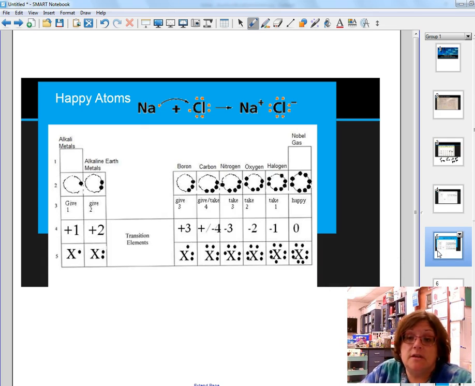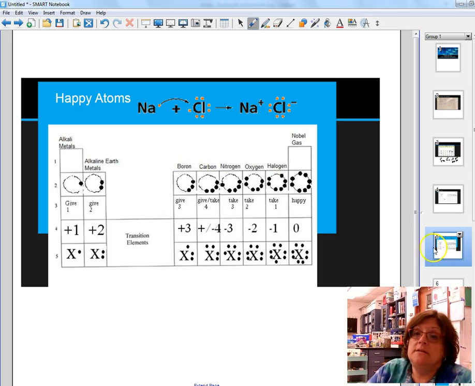I'm going to print some of these off for you so that you can copy them onto your yellow sheet if you want to, rather than taking the time to do that right now. But this is essentially what I had on the board yesterday, at least this part. The first family has 1 outer shell electron. He's going to give that electron away and have a +1 charge. The second family has 2 outer shell electrons, so on and so forth. Sodium, first family, giving away that electron. Chlorine, 7th family, taking that electron. Sodium ends up with a positive charge. Chlorine ends up with a negative charge.